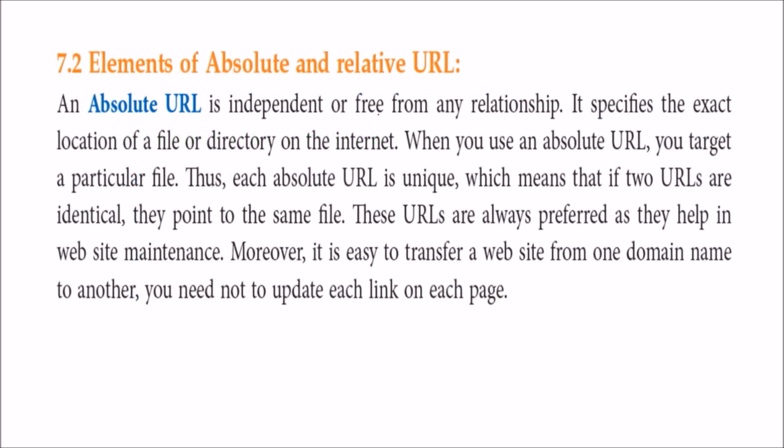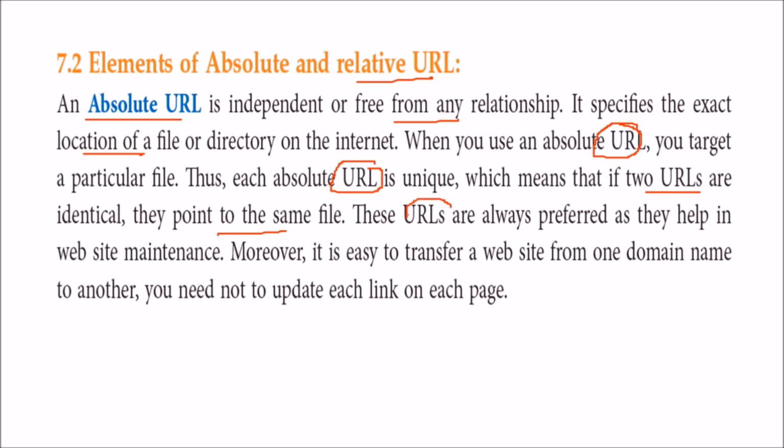There are two types of URL essentially, the absolute URL and the relative URL. The absolute URL is independent or free from any relationship. It is independent by itself. It specifies the exact location of a file or directory on the internet. So when you are using an absolute URL, you are actually targeting a single particular file. Each absolute URL is unique. That means if you have two URLs that are the same, they are actually pointing to the same file.